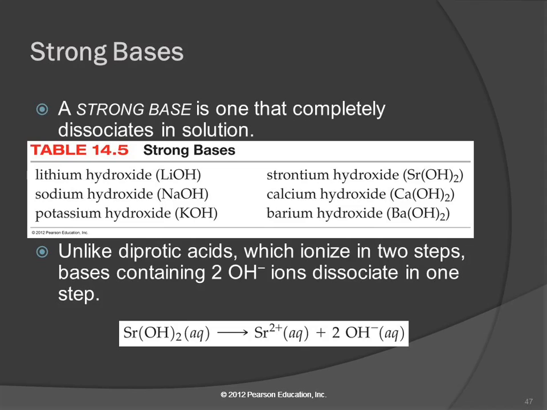So we talked about strong acids and weak acids, and the same concept applies to bases. We have strong bases. A strong base is one that completely dissociates. And here are some examples of strong bases. Some of these bases contain two hydroxide ions: strontium, calcium, barium. Now we mentioned that the diprotic and triprotic acids have ionizable hydrogens that come off one at a time. That doesn't happen with the bases. They either all come off or none of them come off. So the bases are a little bit different that way.